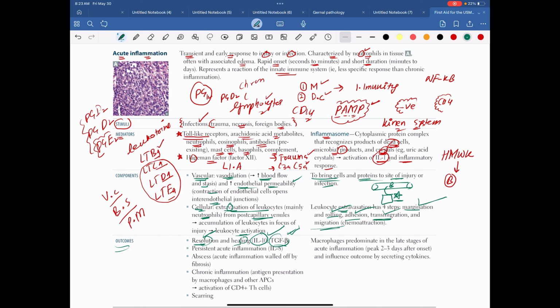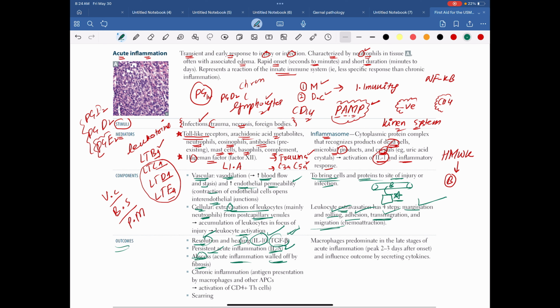Then after that, acute inflammation can become chronic inflammation. The acute inflammation can persist for many days, many weeks, many months. So they can ask you in the exam what kind of interleukin helps the inflammation to persist. So that is interleukin 8. So interleukin 8 is going to help in the persistence of acute inflammation. Then after that, we know that during the inflammation sometimes an abscess can occur. So acute inflammation walled off by fibrosis is called an abscess.